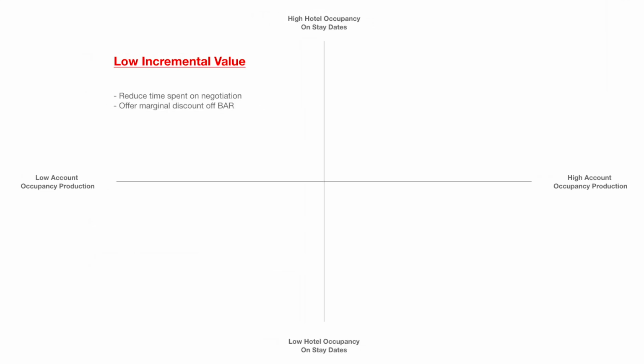Now, the fourth grouping is low incremental value accounts. These accounts are often of little value to the hotel, as they tend to only provide production during days in which the hotel would have sold out anyway. You may want to consider whether it makes sense to even partner with these accounts, or just simply offer them a marginal discount off of the best available rate. Your sales team should spend as little time negotiating with these accounts as possible, unless there is an opportunity to shift them into another quadrant.